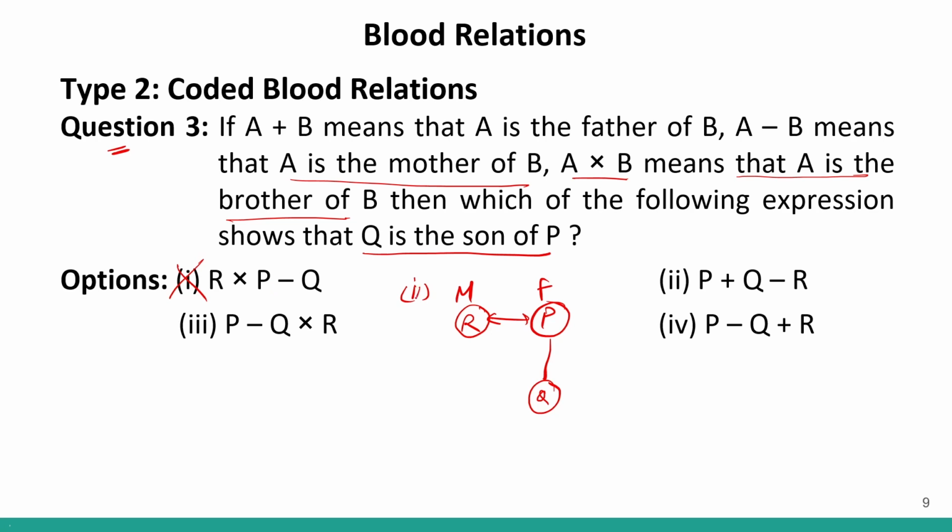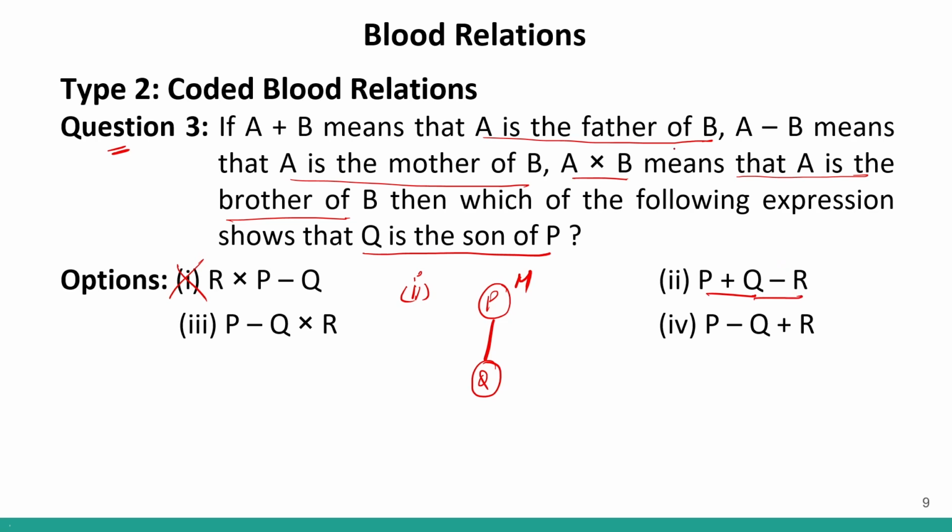Okay. Moving on to option number 2. Option number 2 says P plus Q. P plus Q means P is the father of Q. Q minus R means Q is the mother of R. So if Q is the mother of R, Q would be female. Q has to be male because Q is the son of P. So with this option also we cannot identify the relationship.